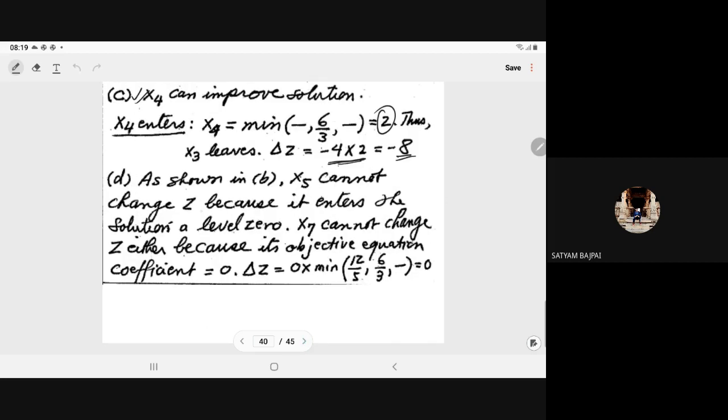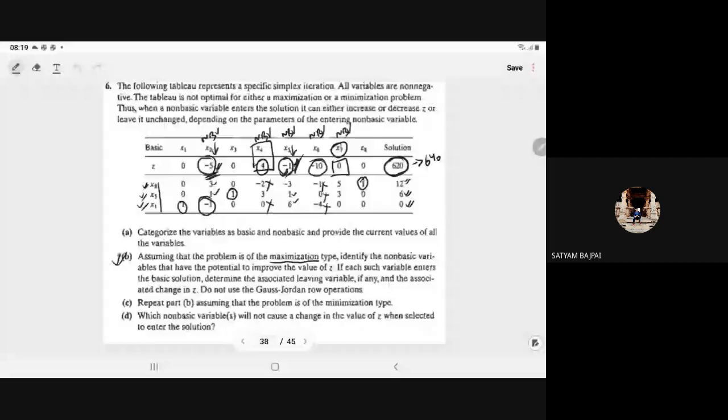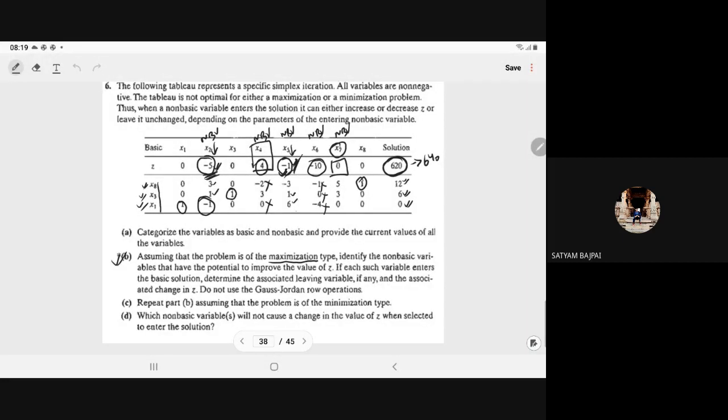And so as shown in B, x5 cannot change z because it enters the solution at 0 level. x7 cannot change z either because its objective coefficient is equal to 0. So delta z will be 0 into the minimum of 12 upon 5, 6 upon 3. So when x7 is entering, the ratio will be 12 upon 5, this ratio is feasible. 6 upon 3, this ratio is possible, and this we cannot take. So 0 into the minimum of 12 upon 5, 6 upon 3, delta z will be 0.